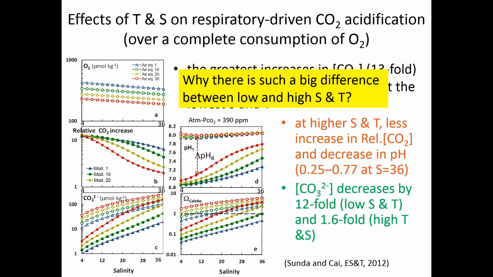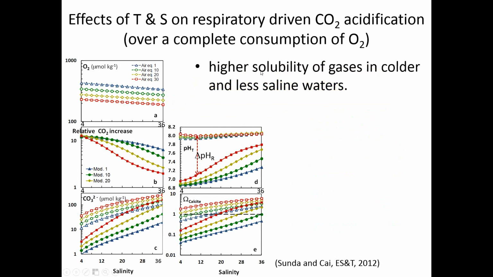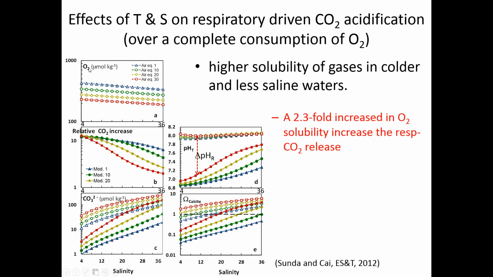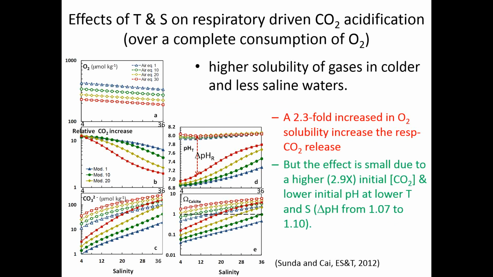All right, why is there such a big difference between low and high temperature and salinity? First, we may say there's higher solubility of gases in cold and less saline water, so you have a lot more oxygen here. Then, of course, by the Redfield ratio, you will release more CO2. But in this model, I assume that both oxygen and CO2 are set by the initial atmospheric level. So while you have a 2.3-fold increase in oxygen, we also have a large CO2 increase. So the result is not a big difference.